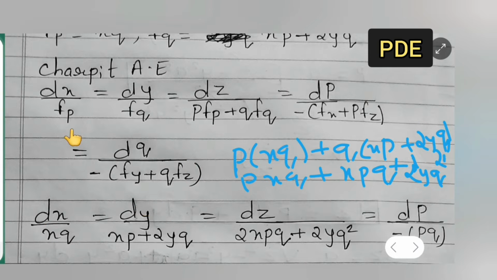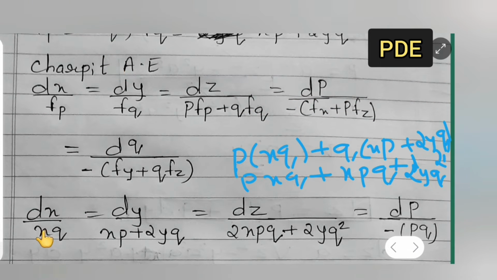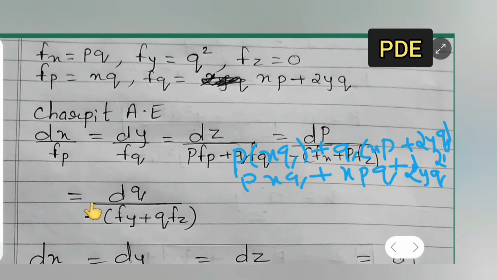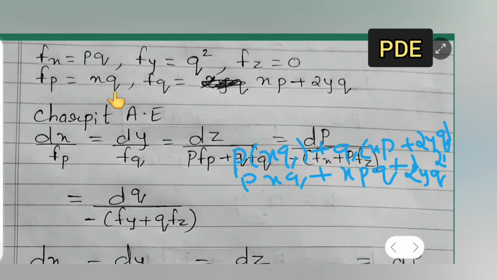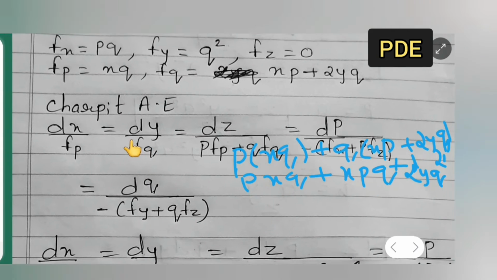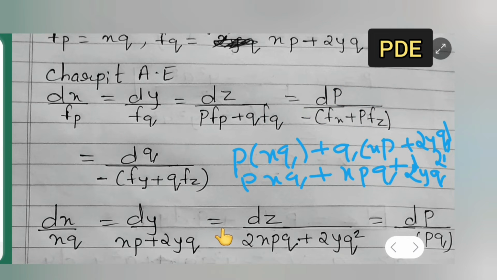Now dx upon fp: what is fp? It is xq, so write xq over here, equal to dy upon fq. What is fq now? xp + 2yq. Plug the value over here. Okay, now this is equal to what?